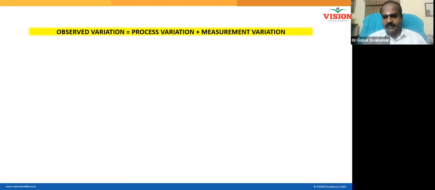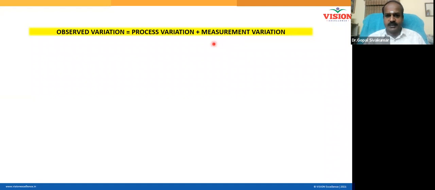You want to study the variation, because yesterday you learned that variation is the source of defect, right? Variation is the root cause of defect. And variation can be of two types. One is process variation, another one is measurement variation. So what is process variation? Your process has failed to produce the output consistently around the target, and that is called process variation.